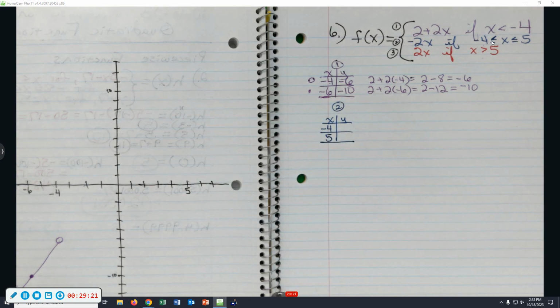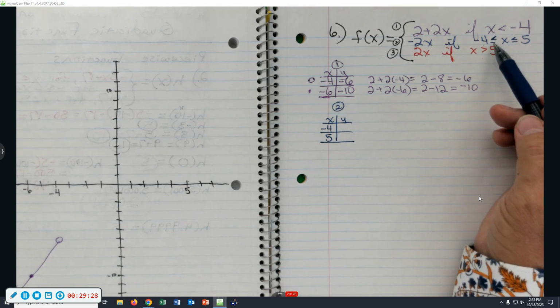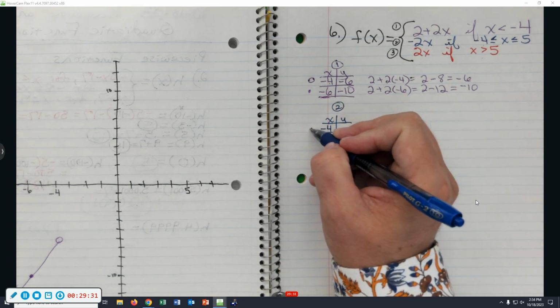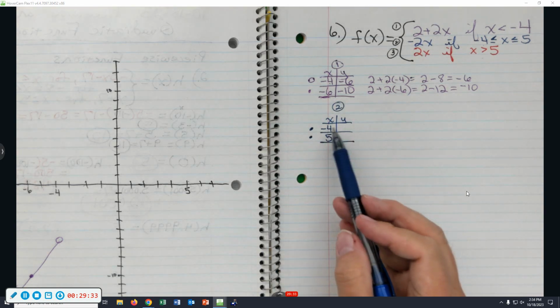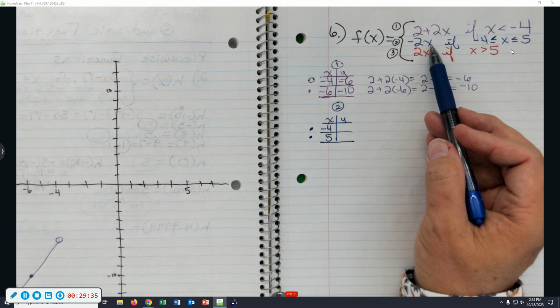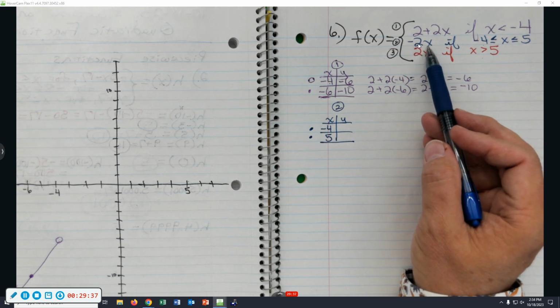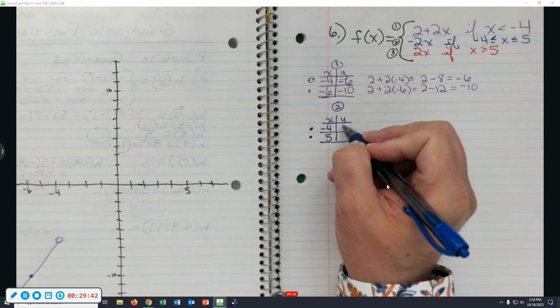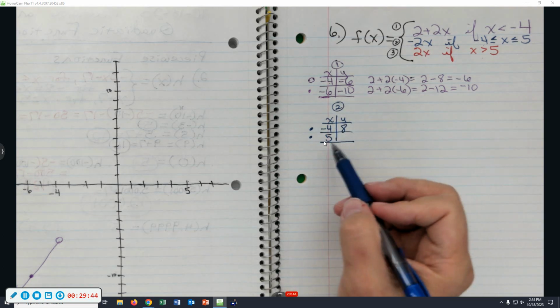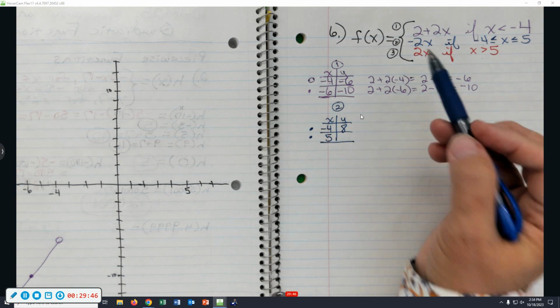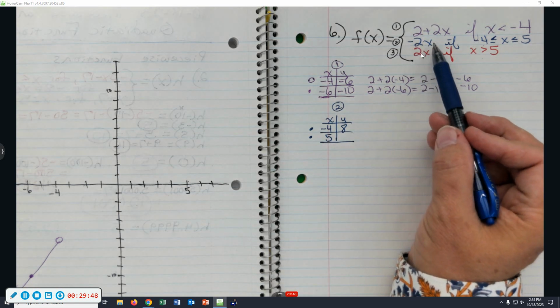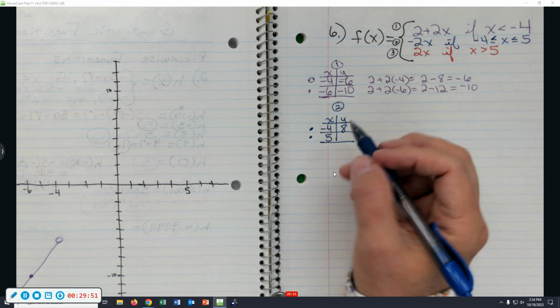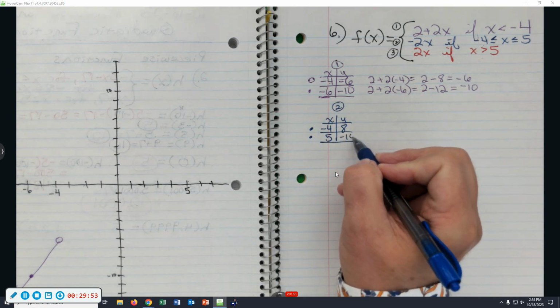Are those cut points going to be open or closed? They're going to be closed because there's the equality. So they're just regular closed dots. Plug -4 into the blue piece. -2 times -4 gives me what for my y value? +8. I agree. Take the +5. Plug it into the blue piece. -2 times 5 gives me a -10.